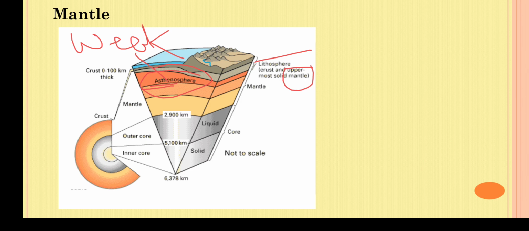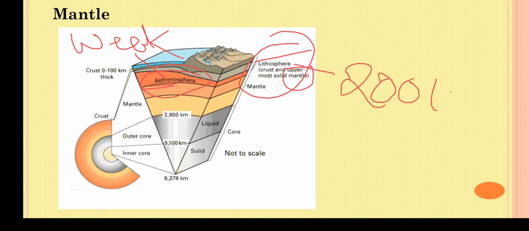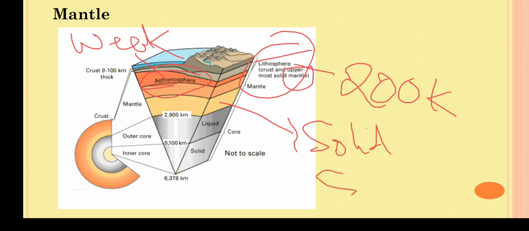The crust and the uppermost part of the mantle are called the lithosphere. As you can see in this image, the lithosphere is the crust and the uppermost solid part. Its thickness ranges from 10 to 200 kilometer. And the lower mantle extends beyond the asthenosphere. It is in a solid state, and it is responsible for seismic activities.